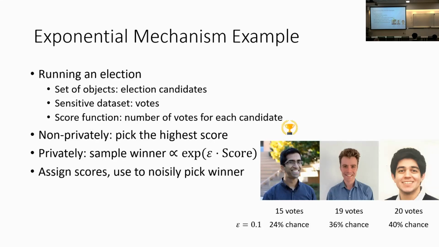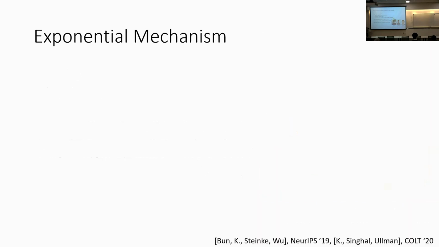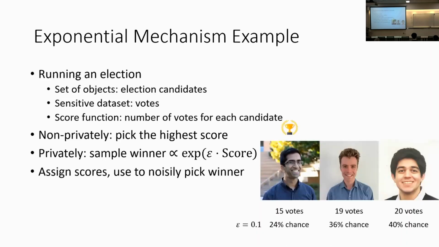And in fact, this algorithm just doesn't work in the local model. There are some things you can do in the central, trusted curator model that you can't do in the local model because you can't run this algorithm. Great question. Any other thoughts on the exponential mechanism? Again, the takeaway is: assign scores and use them noisily to pick a winner. That's the main thing you should take away from this.